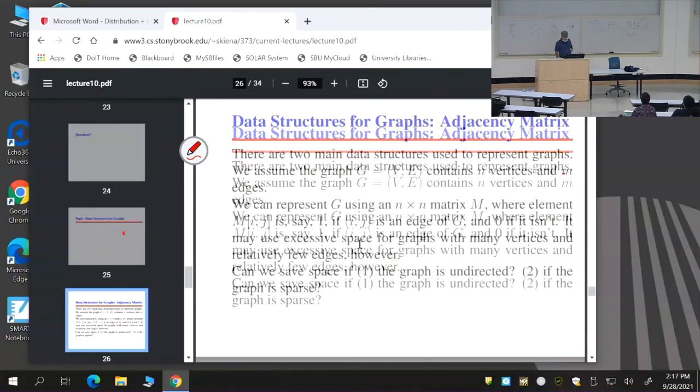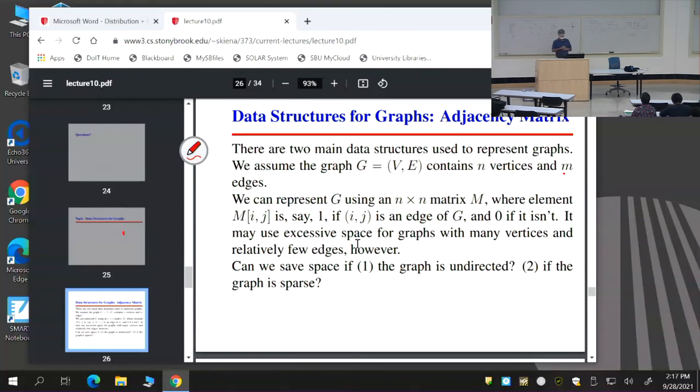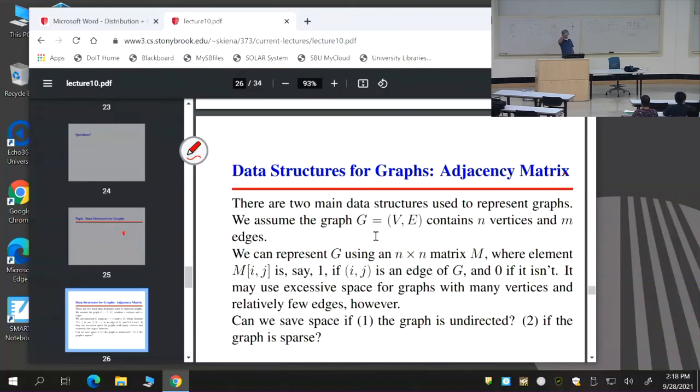What I really want to talk about for the rest of the class is how you represent graphs in a computer. We're going to be spending the next 3 weeks on graph algorithms. That means we need to be able to store a graph in a computer. There are other data structures that people use, but there are two primary ones we're going to talk about: the adjacency matrix and the adjacency list.